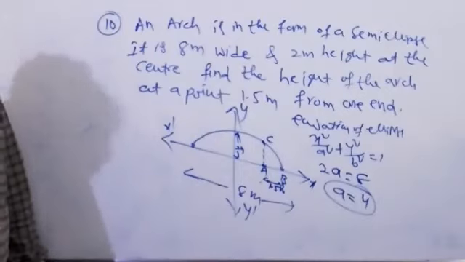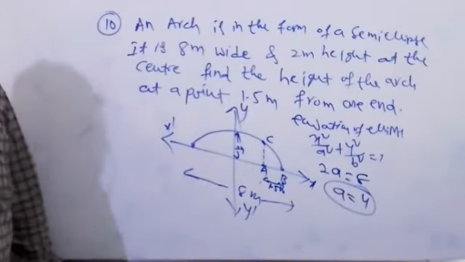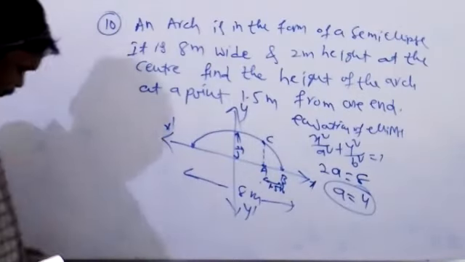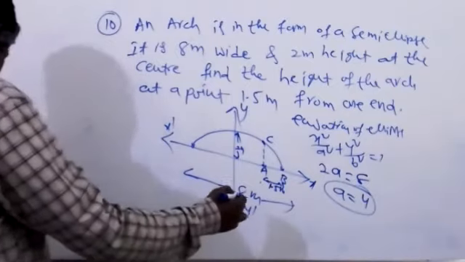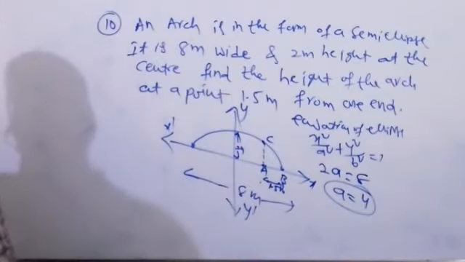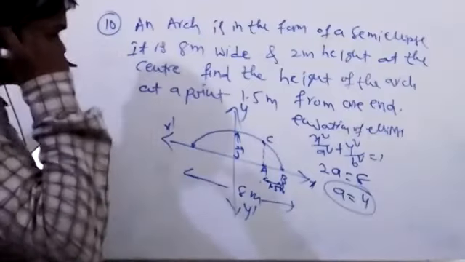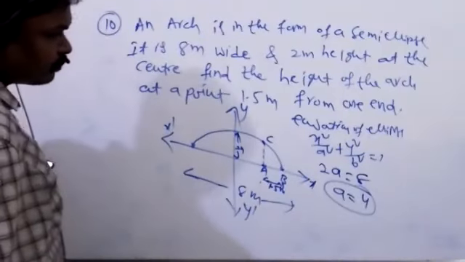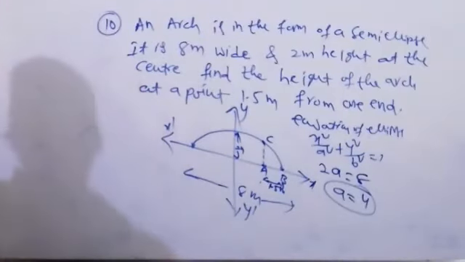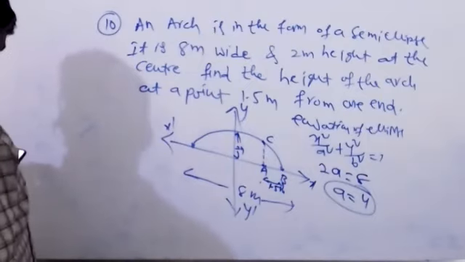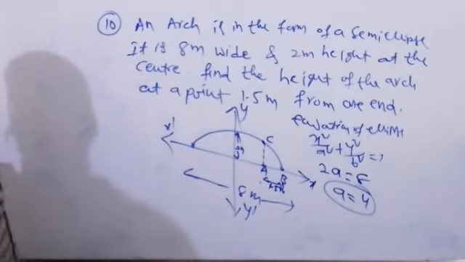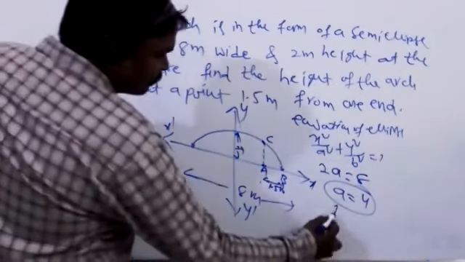Yes, sir. Major axis along x-axis is 2a. We got a. After that, how do we proceed? a is equal to 4 and b is equal to 1 or 2? Yes, 2. B is equal to 2.